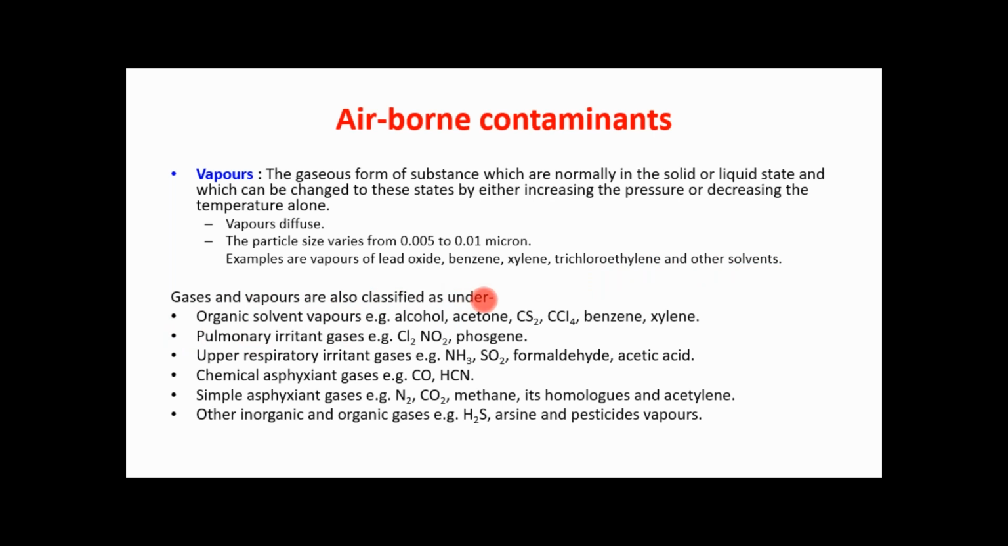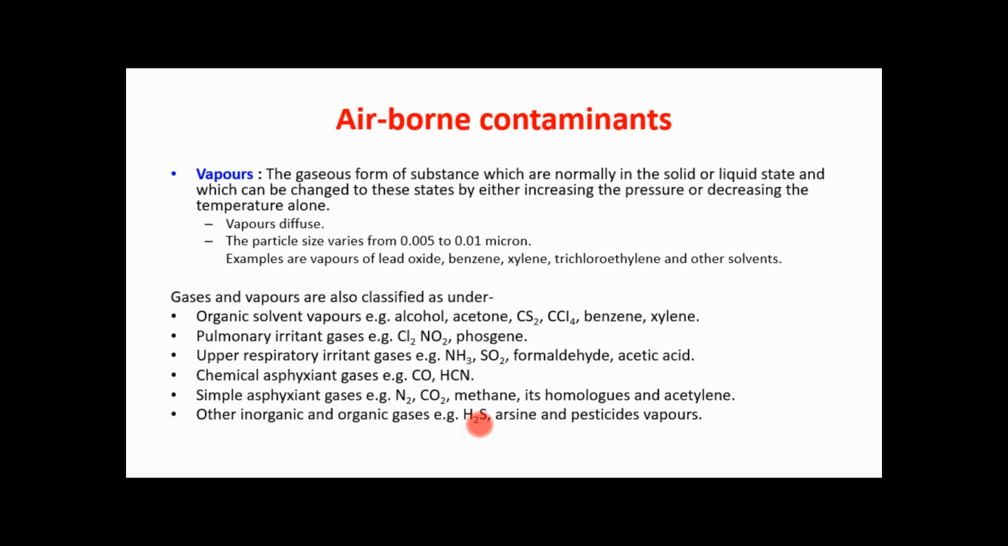The gases and vapors are also classified as organic solvent vapors, pulmonary irritant gases, upper respiratory irritant gases, chemical asphyxiant gases, simple asphyxiant gases or other inorganic and organic gases. Examples are given here. So these gases and vapors are classified in such a way. Why is it classified in such a way?